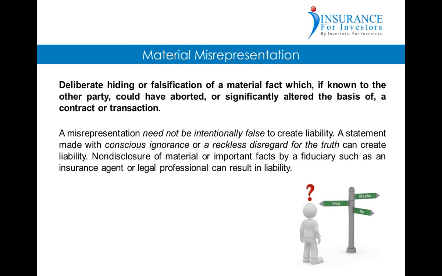Now, we touched on material misrepresentation, and this is very, very important. Defined, a material misrepresentation is a deliberate hiding or falsification of a material fact, which, if known to the other party, could have aborted or significantly altered the basis of a contract or transaction. That's an insurance policy. An insurance company provides coverage and issues a policy based on information that is provided on the application for insurance, whether that application is filled out by the insurance agent or broker based on information obtained over the phone or email, or if it is the policy owner completing that application himself or herself.